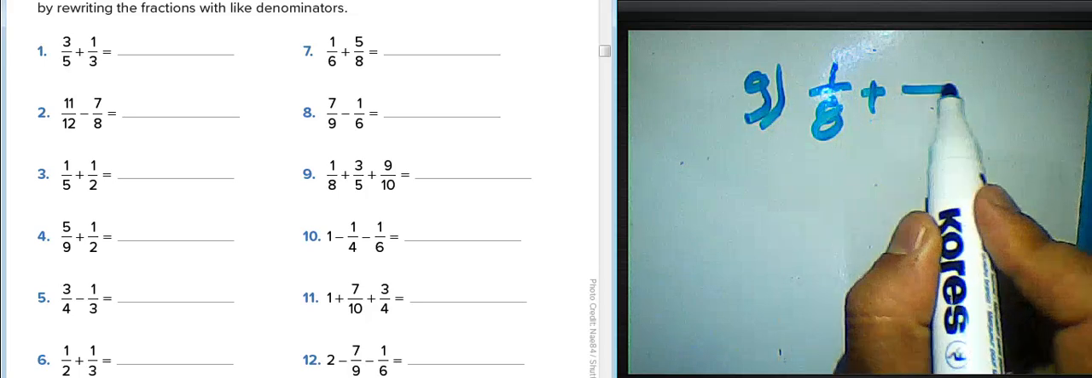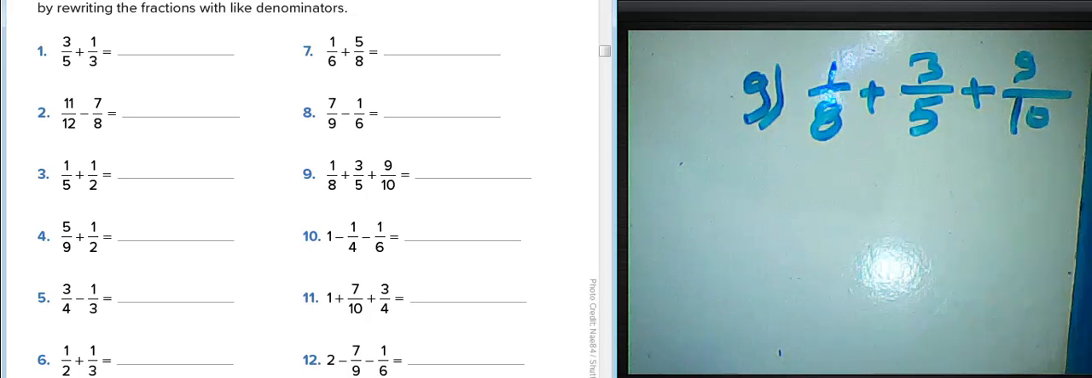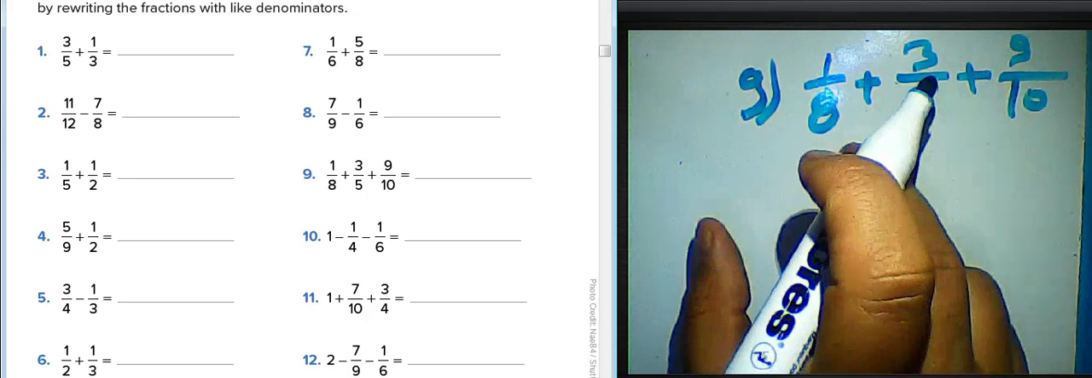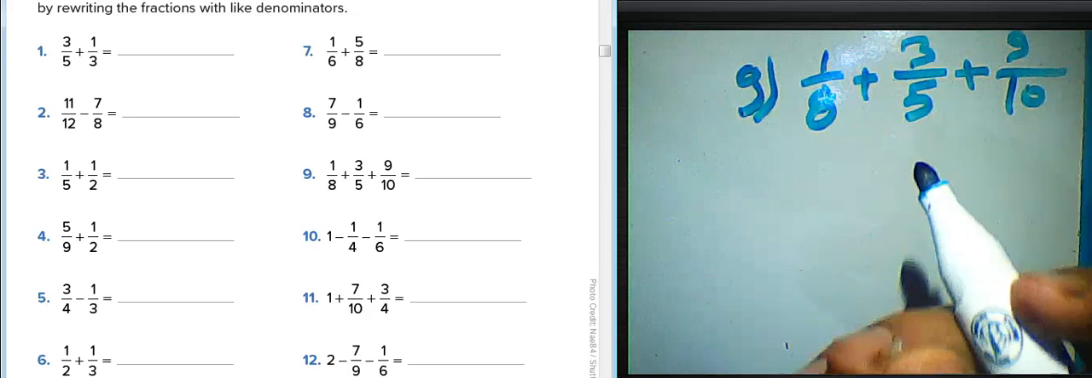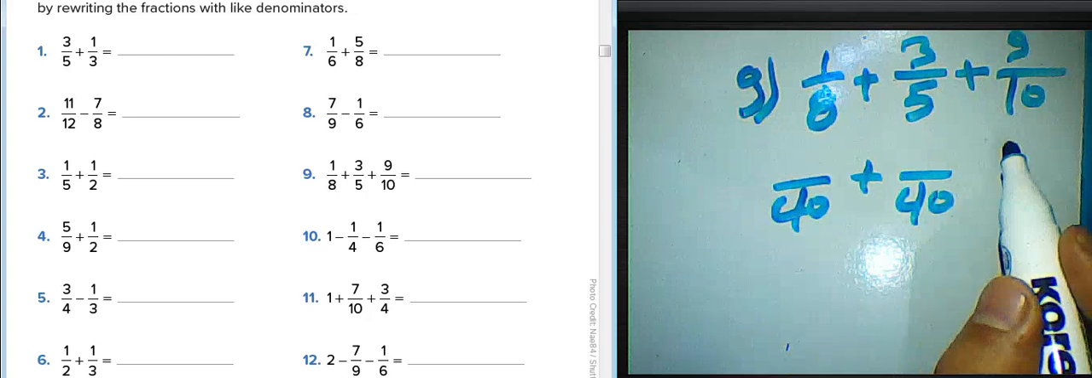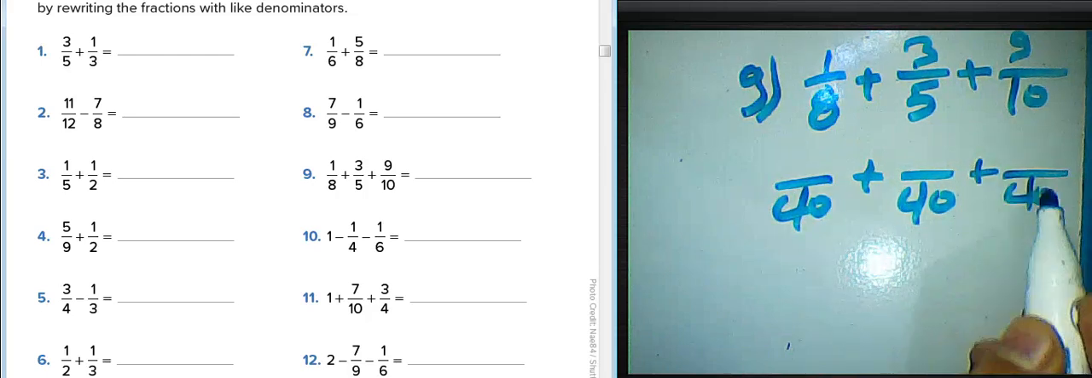1 over 8 plus 3 over 5 plus 9 over 10. Who can tell me the least common multiple between 10, 5 and 8? It equals 40. Write 40 here. Why? Because 10 plus 10 equals 20, and 20 can't be divided by 8. 20 plus 10 equals 30, and 30 can't be divided by 8. 20 plus 30 plus 10 equals 40, and 40 can be divided by 8. So we must write 40 in the denominator.